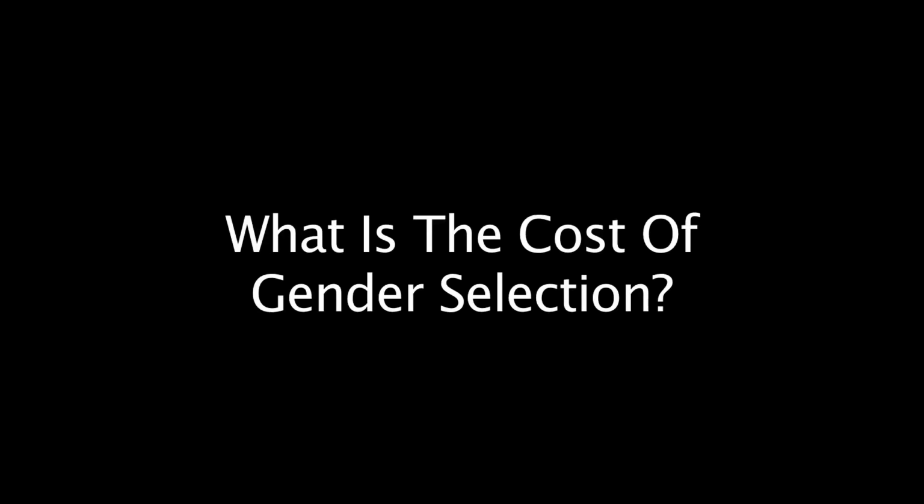What is the cost of gender selection? The costs of gender selection vary based upon the patient's individual circumstances, but primarily on the method chosen, and it varies between $2,000 and $24,000 per cycle. Are there any financing options available? Generally speaking, gender selection is not covered by insurance because it's a completely elective procedure, but if you need help financing it, we do have financing options available.